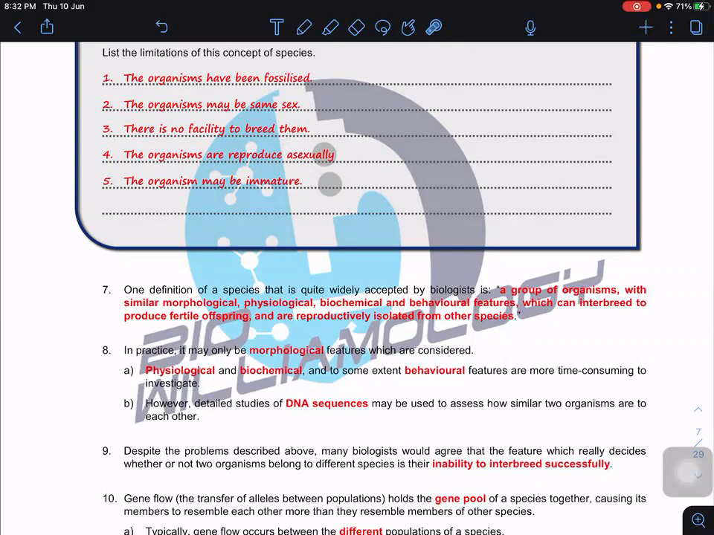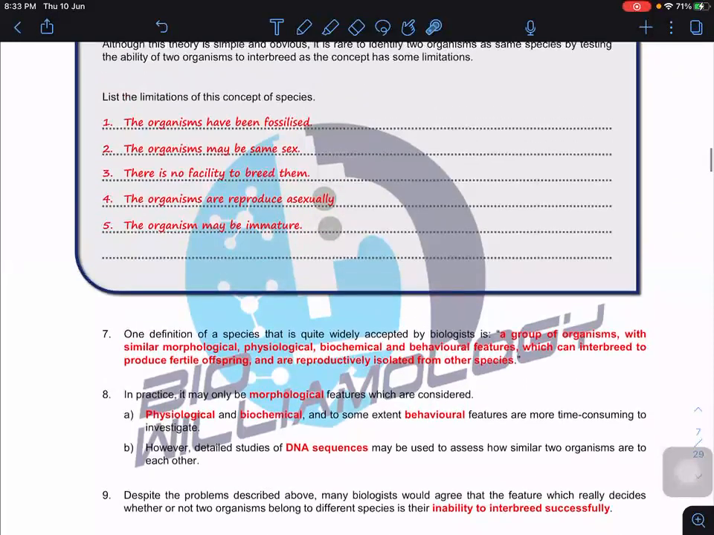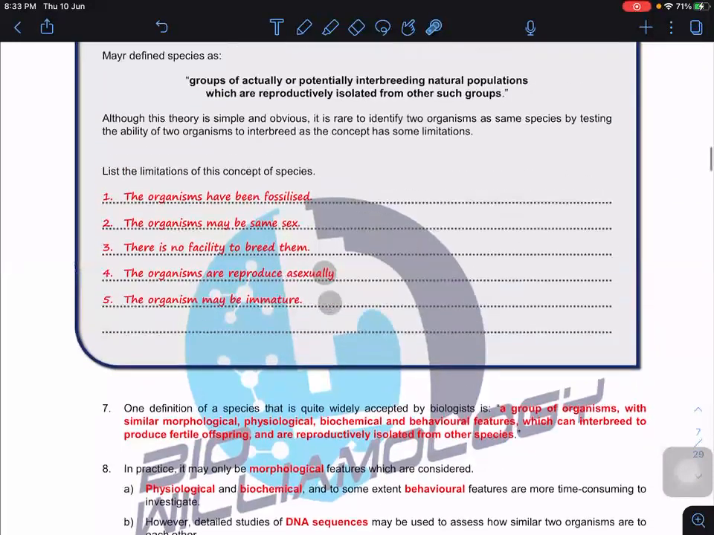Or organisms like bacteria, they reproduce asexually. So again, we won't be able to classify them as the same species or not based on whether they can interbreed or not. Or the organism may be immature. Immature basically means, for example, larvae, like mosquito larvae. How do we know whether they can reproduce or not? Or the immature caterpillar, right? We won't be able to do this. So these are the added limitations of the concept of species if you follow Mayr.